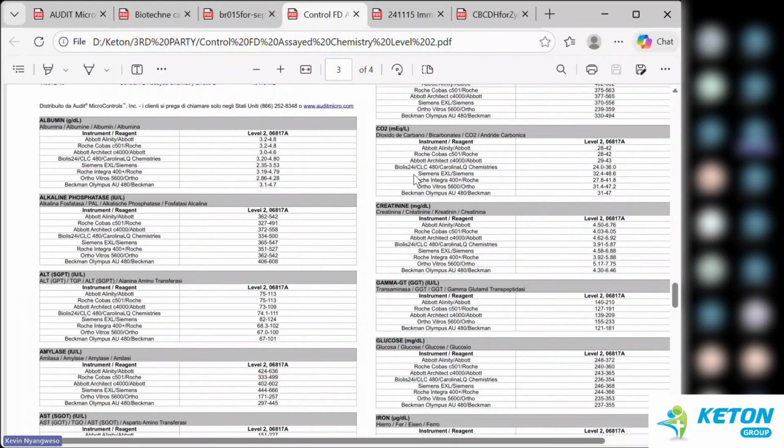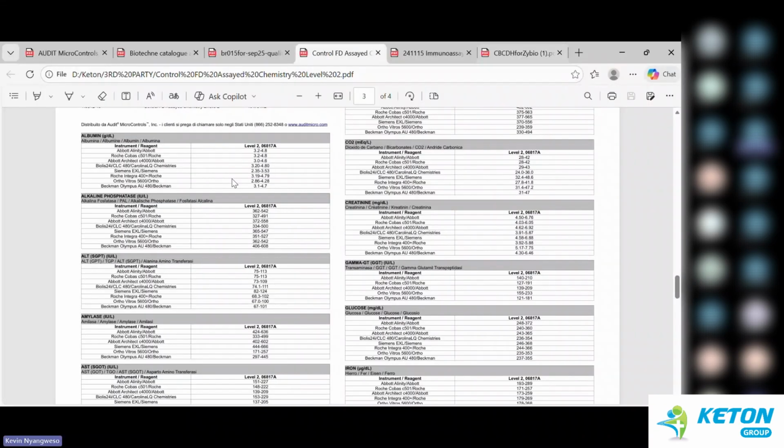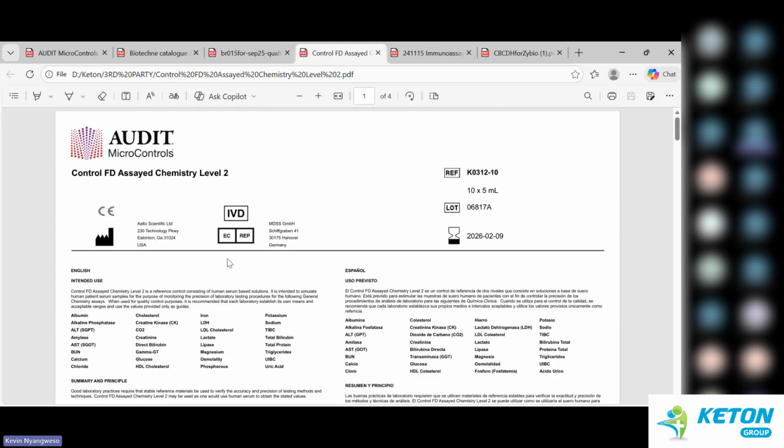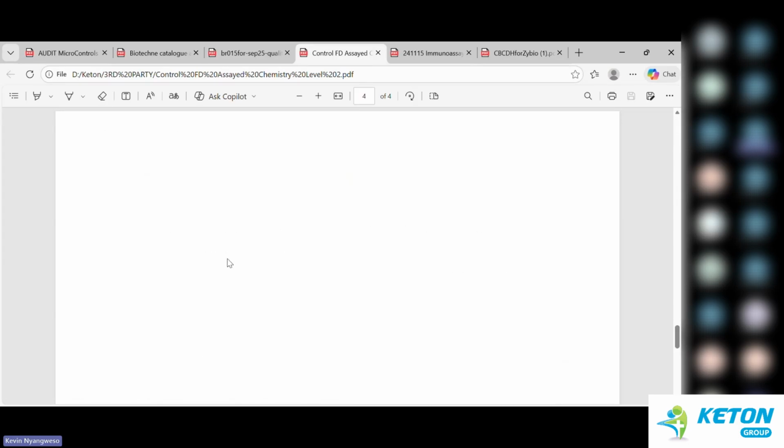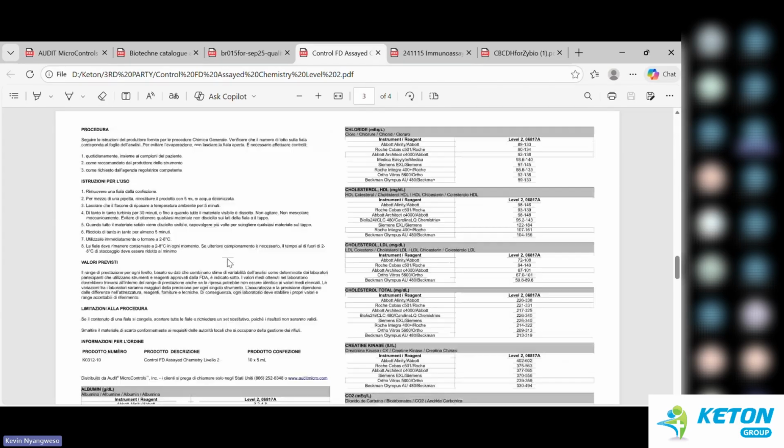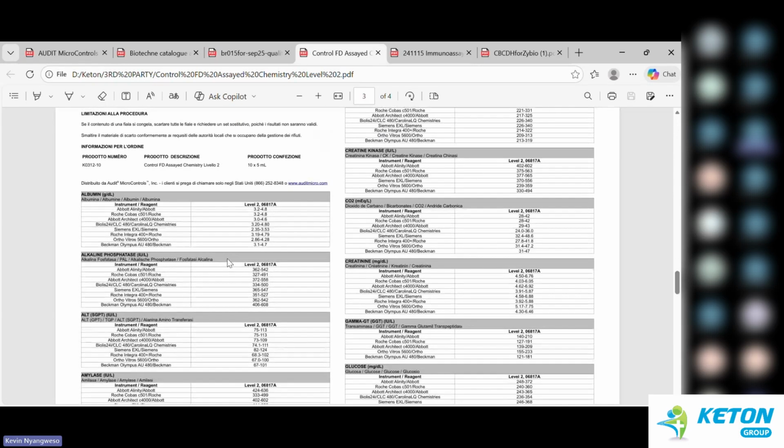Yes. So this is our kit insert. When this kit insert comes to you, it comes in this format. For example, this is an assay control for clinical chemistry level 2. For clinical chemistry level 2, we have got audit microcontrols. You get vials of samples that you can reconstitute with 5 ml of distilled water or deionized water. And then like the presenter mentioned, you'll get an insert like this that comes with assays for different instruments.